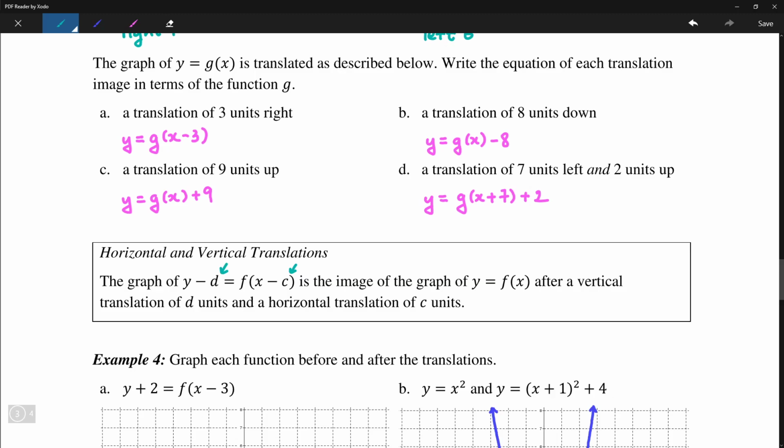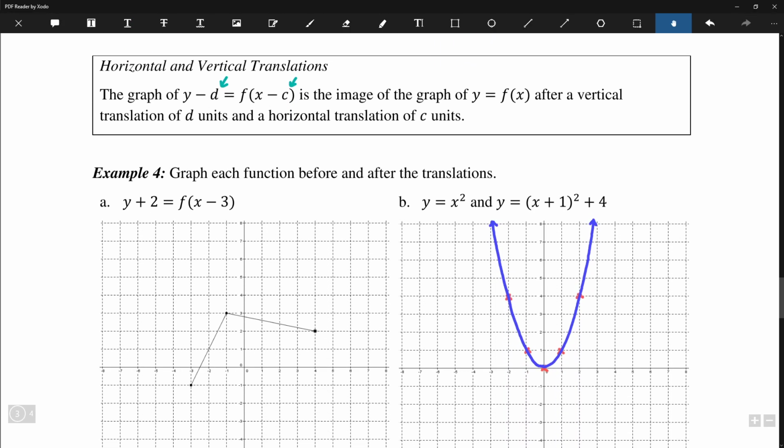Okay, so let's look at combining horizontal and vertical translations. So first one here, instead of y equals f of x, we have y plus 2 equals f of x minus 3. So the transformations here will be right 3 and down 2.